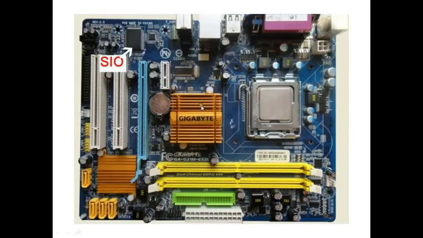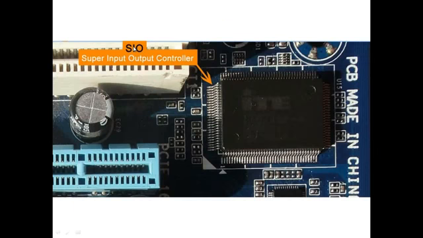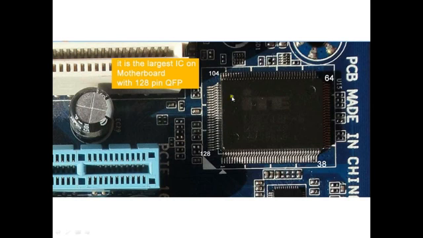After the chipset, the largest IC present on the motherboard is the SIO chip. SIO stands for Super Input Output Controller. It comes in a package called QFP package, quad flat pack. You are able to see the pins here. In BGA type the pins are not visible from outside. The SIO chip in a desktop motherboard always comes in a QFP package with 128 pins. The total number of pins is always fixed at 128.